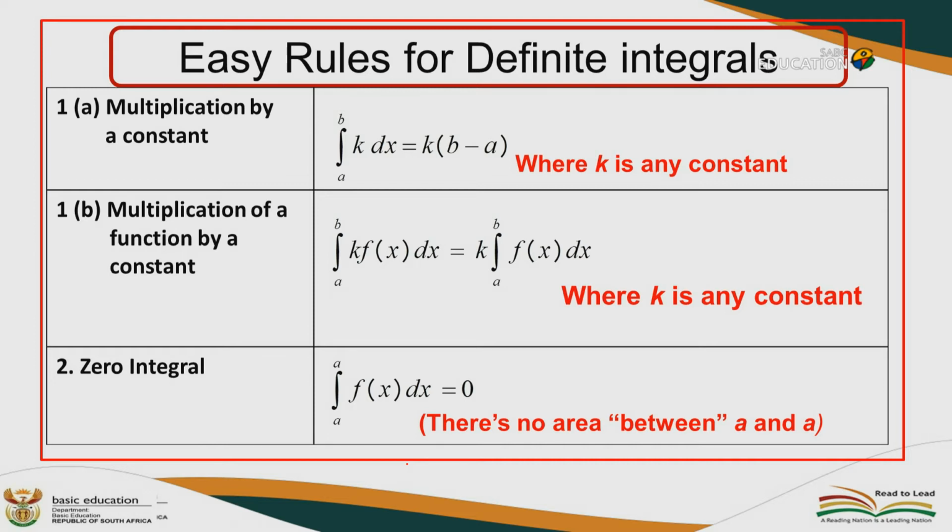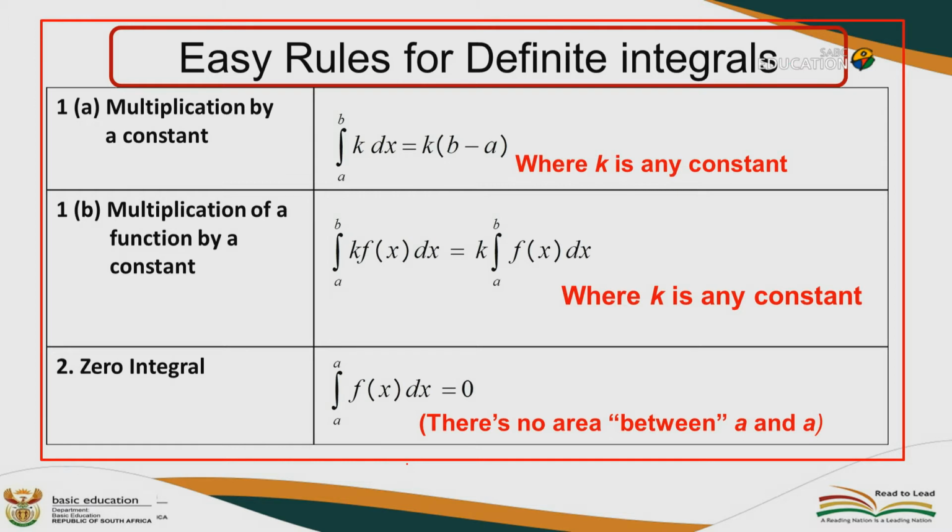In that case, if you are given a constant, then your integral will now be k, which is your constant, into the upper limit minus the lower limit. That is only if you are given a constant and no function. But now, let us try to compare rule number one with rule number two. With rule number two, still here there is a multiplication of a constant. We have got a constant k. But this constant k is multiplied by a function f of x. That's what makes the difference between the first rule and the second rule.